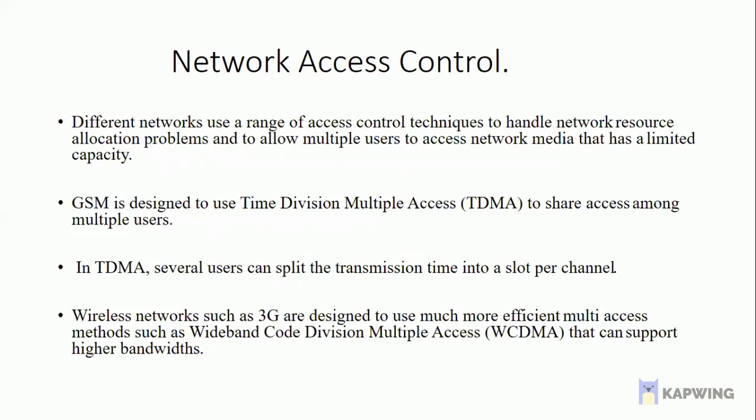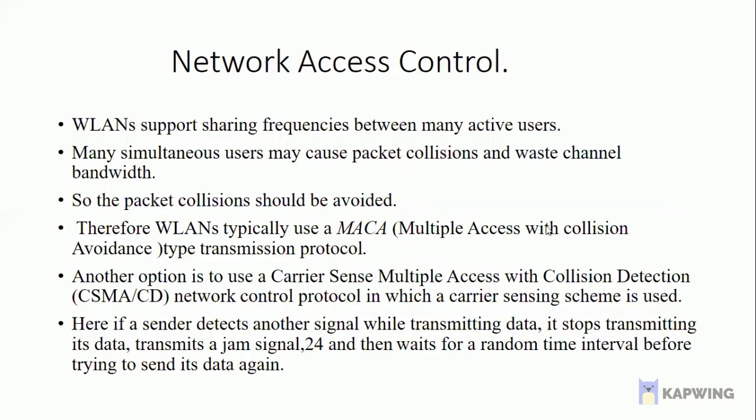Wireless networks such as 3G are designed to use much more efficient multi-access methods such as wideband code division multiple access that can support higher bandwidth. Then WLAN supports sharing frequency between many active users. Many simultaneous users may cause packet collision and waste channel bandwidth. So packet collision should be avoided. Therefore, WLAN typically uses the multiple access with collision avoidance type of transmission protocol.